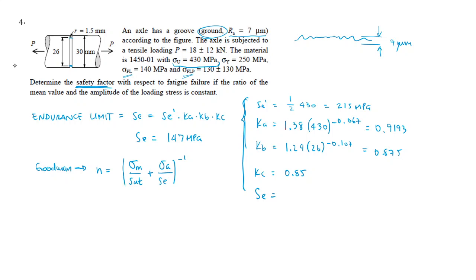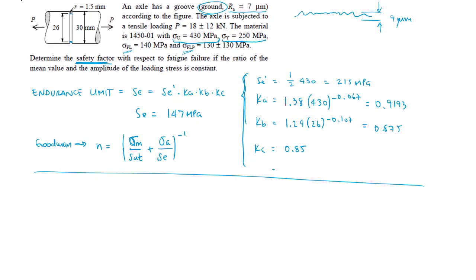If you don't go with Goodman, but with, I don't know, Morrow or Gerber or some other that uses yield strength, you would be using this instead of SUT for sigma m. And one of these terms might be squared or something like that to get the n. But I'm going to go with Goodman since they just asked me for a factor of safety. So I'm going to go with the easier one for now. Right? So I have SUT and I have SE. Now I need the stresses.